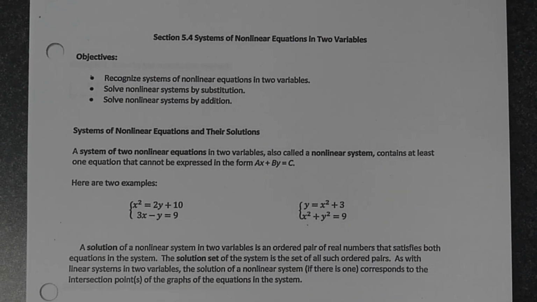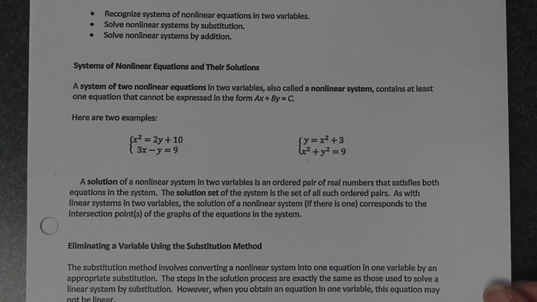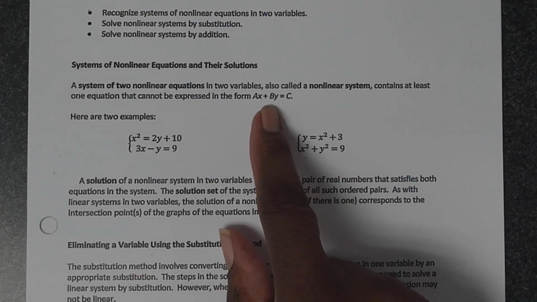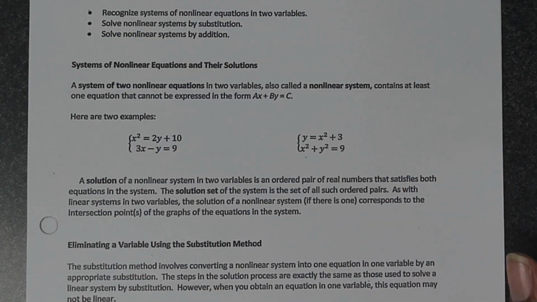Now, probably in your other classes, you might have talked about systems of equations in two variables, and they were both linear equations. Now, this time, we're going to look at nonlinear systems. Okay, a nonlinear system of equations in two variables contains at least one equation that cannot be expressed in the standard form for a linear equation, Ax plus By is equal to C. That's standard form for a linear equation.